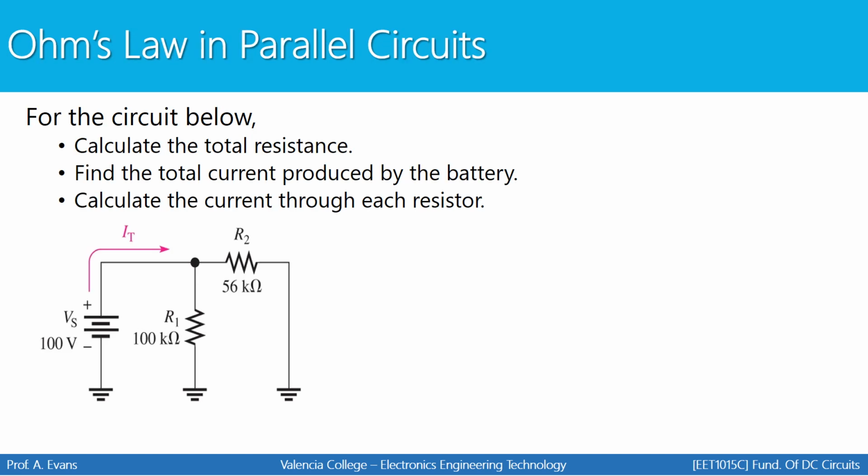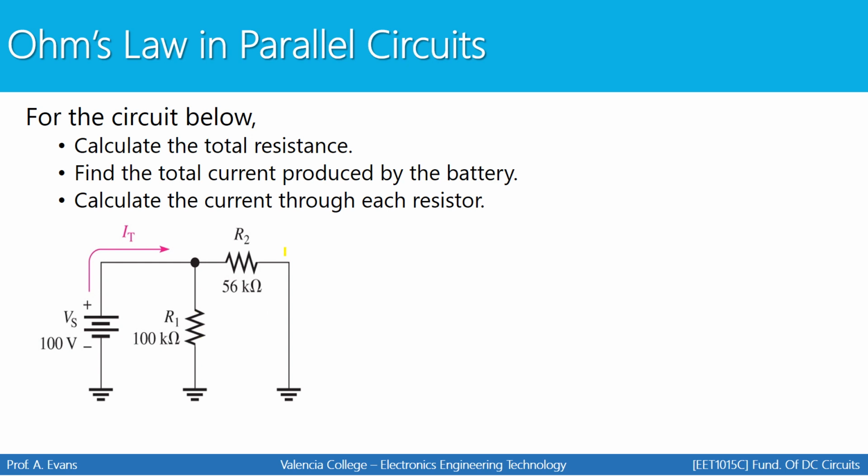So our next example is to observe Ohm's law for a parallel circuit, and this is on page 2 of the notes. For the circuit below, we're going to calculate the total resistance, find the total current produced by the battery, that's the voltage source, and calculate the current through each resistor. So we're going to begin by calculating total resistance.